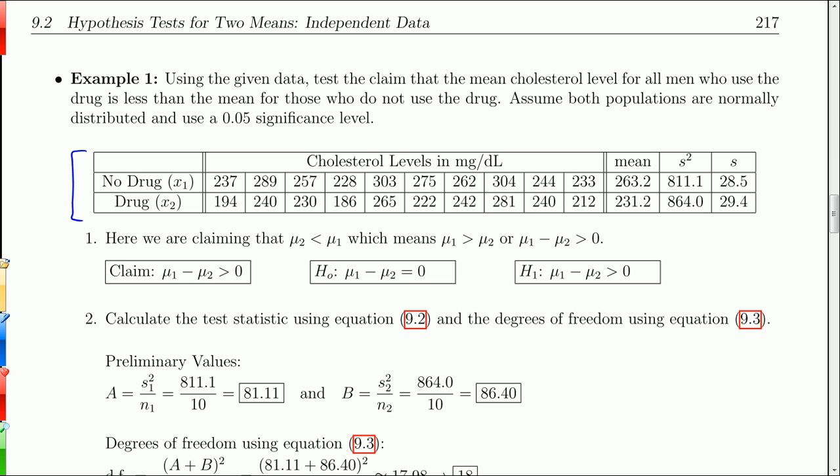And we want to test the claim that the mean cholesterol level for all men who use the drug is less than the mean for those who do not use the drug. We will assume both populations are normally distributed because our sample size is kind of small here, and we will conduct this test at the 0.05 significance level.